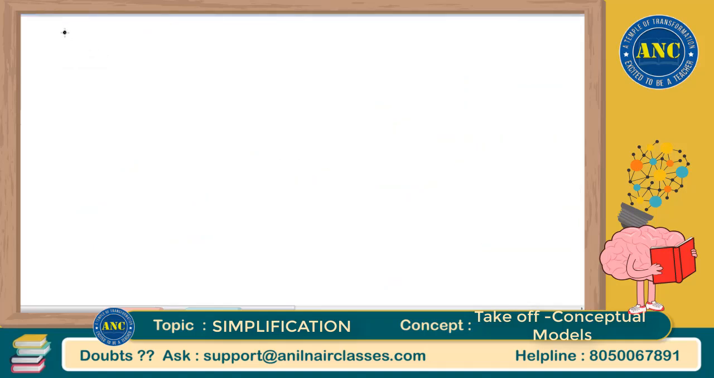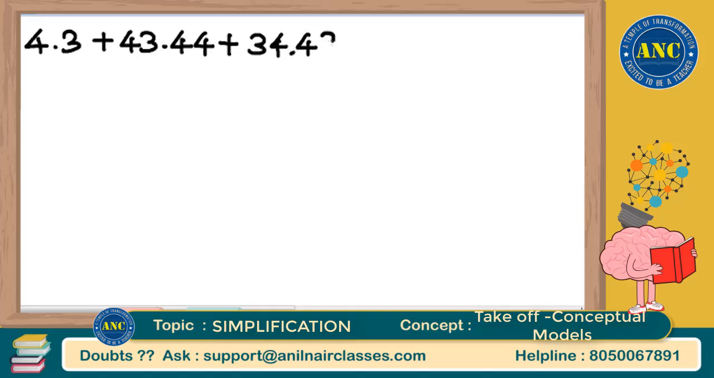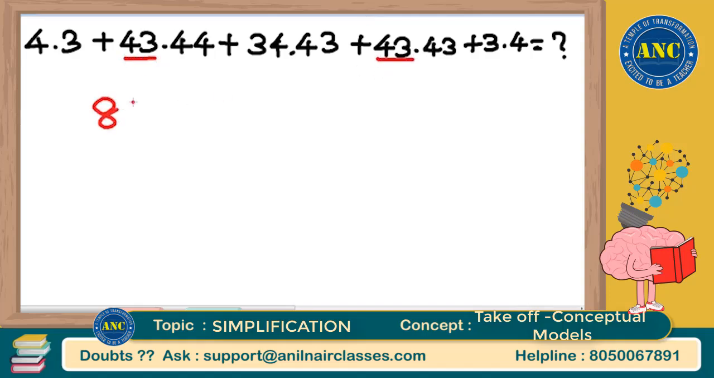See here, sir. Another question. 4.3, 43.44, 34.43, 34.43, 43.43 and then 3.4. Good question which you should solve as quickly as possible. Now see here, sir. Let us first concentrate on whole numbers. 43 plus 43 is 86 plus 34 plus 3, it is 37, 37 plus 4 is 41, 80 plus 40 is 120. This is giving me 127, right?